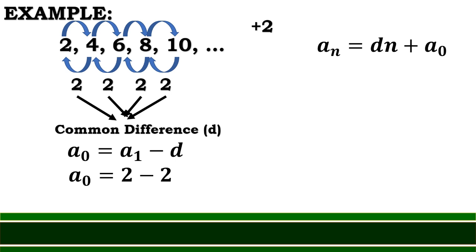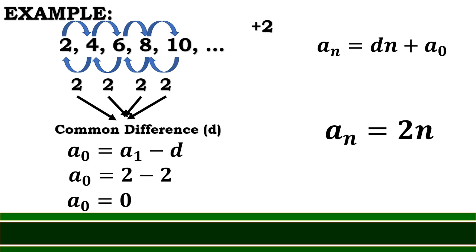So A sub 0 will become 2 minus 2. Okay, so 2 minus 2 will give you 0. Now, dahil 0 naman yung A sub 0, ibig sabihin wala tayong idudugtong sa kanya. Wala tayong ilalagay. We'll just simply copy the value of our common difference, which is 2. Therefore, the general form for this sequence is A sub n is equal to 2n.